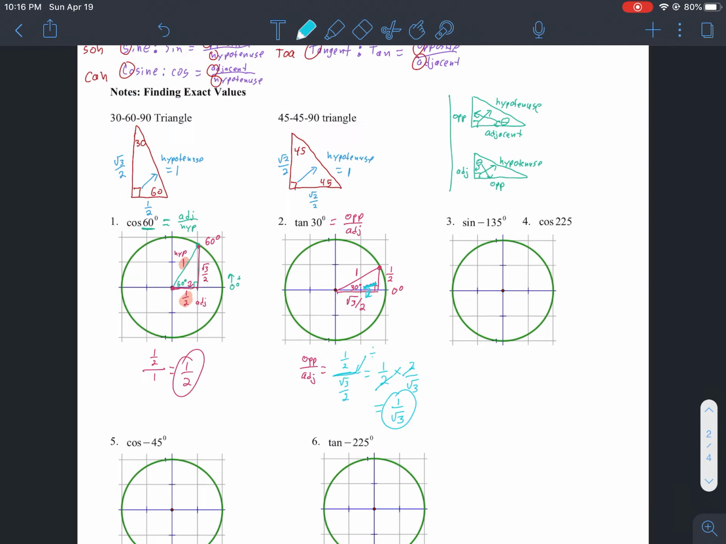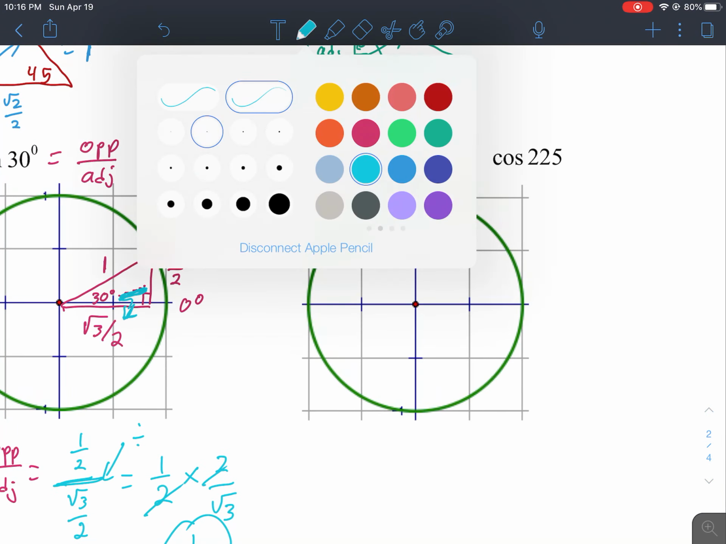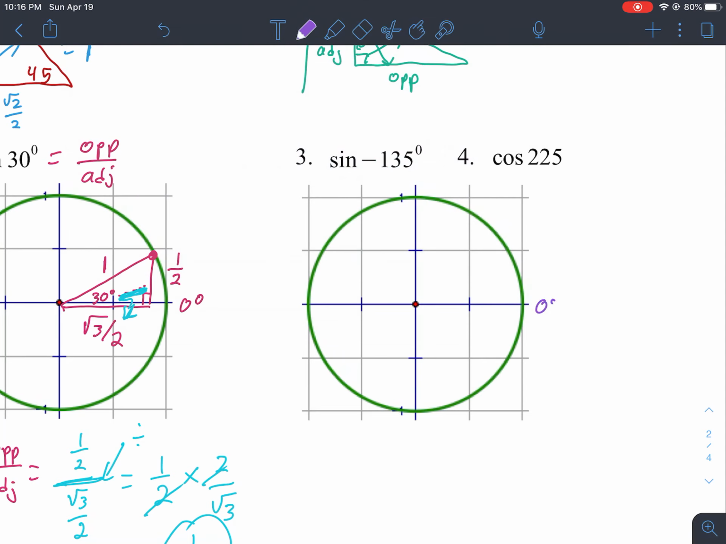Okay, let's try this one. Sine of negative 135. This is 0. The negative direction is that way. This is negative 90. And then we have to go 45 more, which is right in the middle. So that's negative 135. Now, we always connect our triangle toward the x-axis.